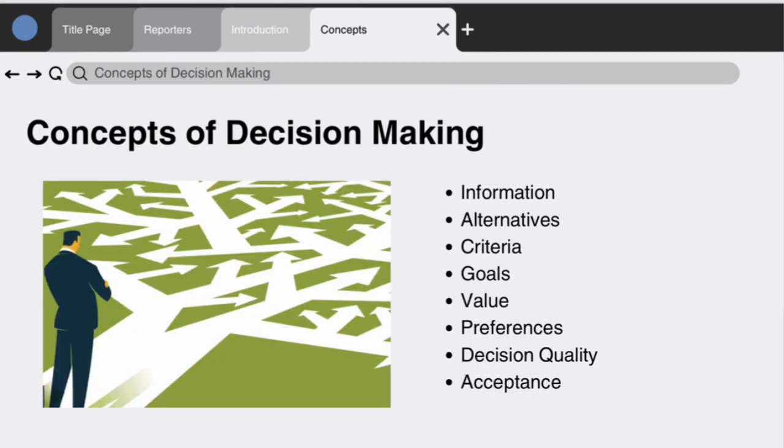Concepts of decision making. We have information, alternatives, criteria, goals, value, preferences, decision quality, and acceptance. For information, only the needed information must be obtained, because too much information can actually reduce the quality of the decision. For alternatives, these are the possibilities to select from. Alternatives can be identified or even developed.